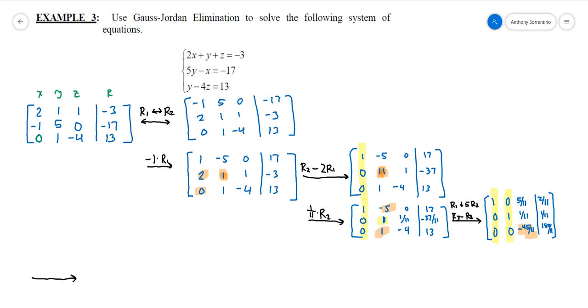So I had to think, well, what would I do to make that a 1? That's not going to change anything else I have in row 3. I don't want these zeros to change in any way either. So the best thing I can do for this is simply multiply by the reciprocal. I'm going to multiply row 3 by negative 11 over 45.